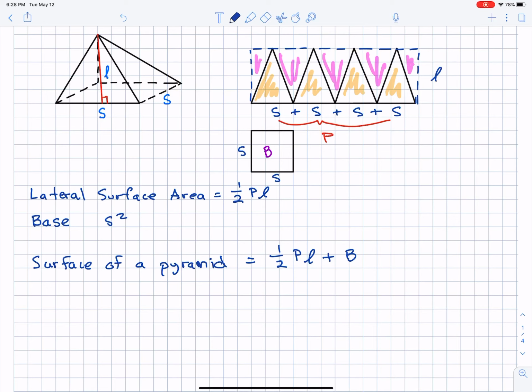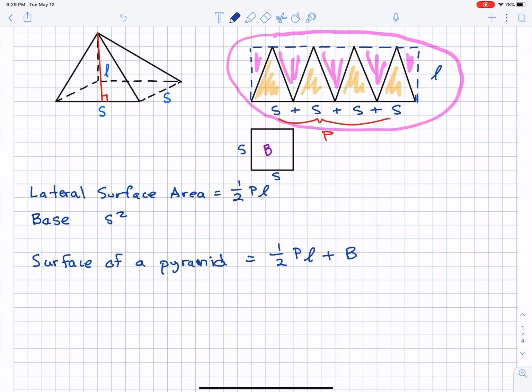So one more time, the surface area of a pyramid is half the area of our rectangle, right? So if we look at this, it is half the area of that rectangle. And the area of that rectangle is the perimeter times the length. So 1/2 the perimeter times the length plus, we have to find the area of the base, right? This piece right here, which is just a square. So in this case, it'd be s squared. Okay? So this is our general form for finding the surface area of a pyramid.